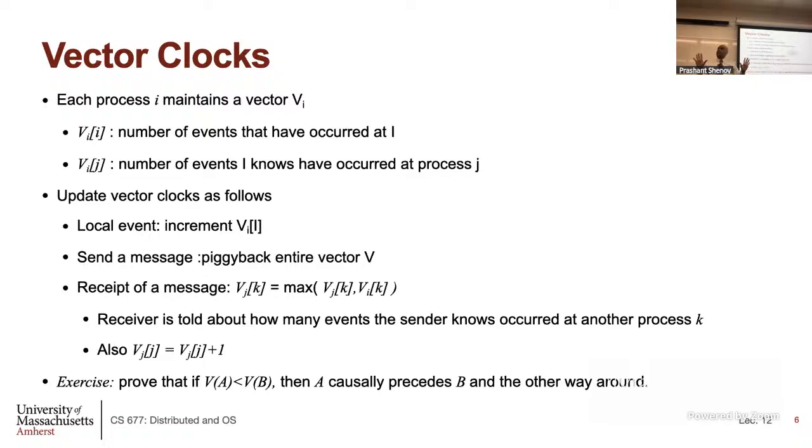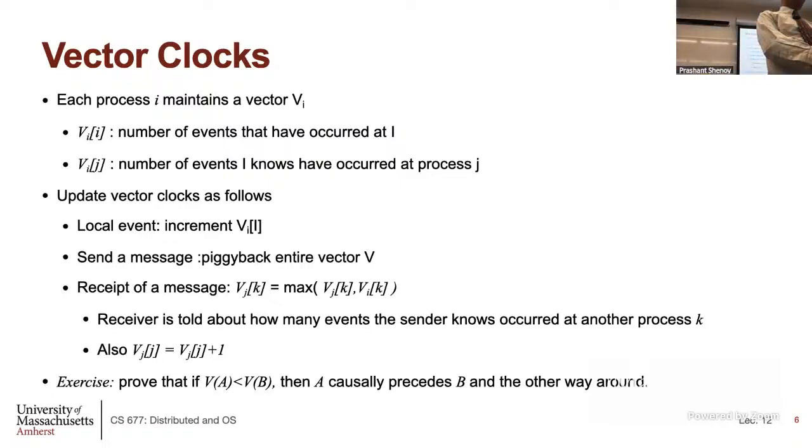Okay? And that's it. That's all we are going to do. So it looks very similar as before. You are going to keep now a vector of integers. For local events, you increment your ith element in that vector. When you send messages, you include the vector. When you receive a message, you take the max of your vector and the one that came with the message, and you add 1 to your jth element. Then that's all you do.